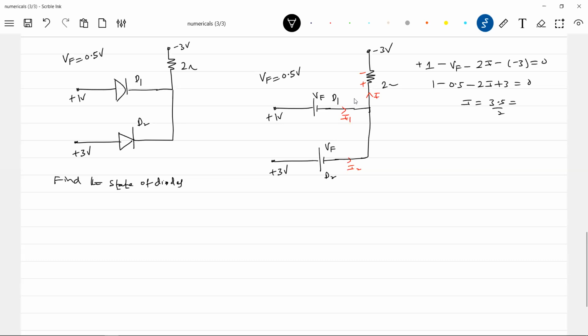But what to say about I1, I2? We don't know. We are supposed to calculate I1, I2. So what I do is, let me call this point P. Now let me write Vp minus 2I minus of minus 3 equal to 0. So 2I is how much? 3.5 plus 3. So Vp is equal to 0.5 volt.